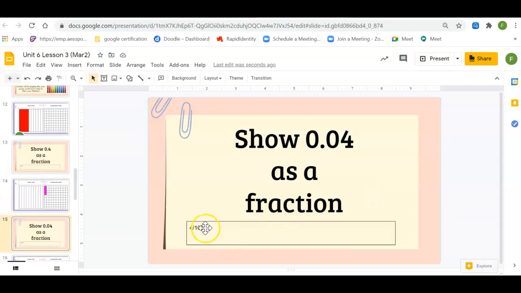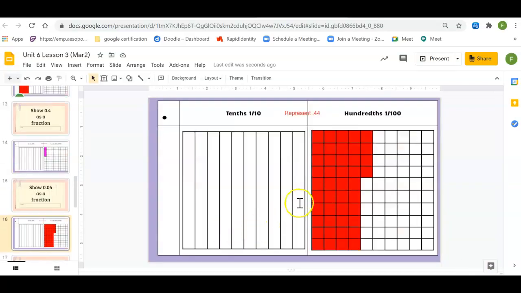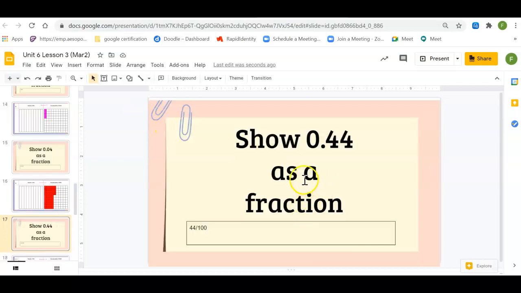And this is what it looks like as a fraction, 4/100. And on the next one, you've got 44/100. So I chose the hundreds grid for that one also, and I've got 44 of them shaded in here. And for the fraction, it's going to be 44 over 100.